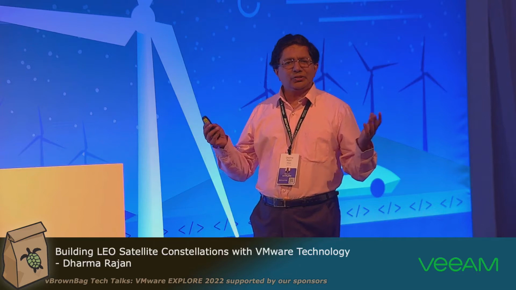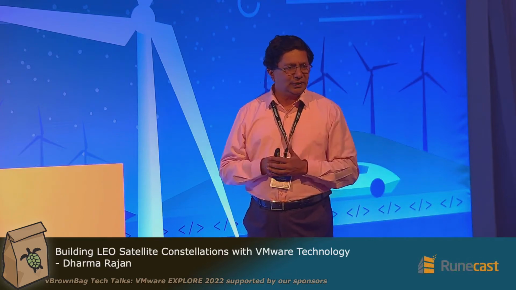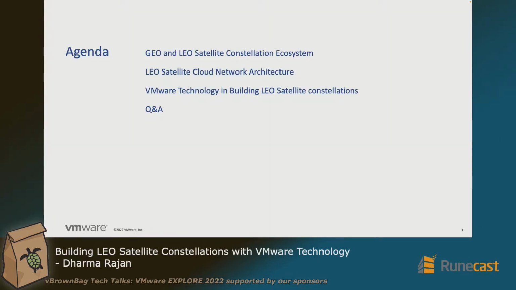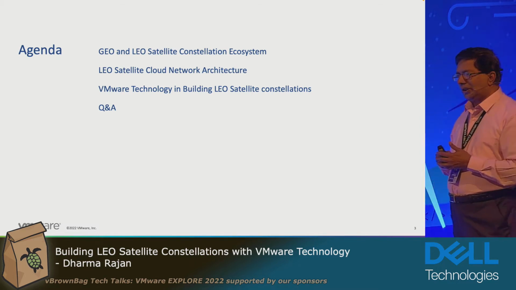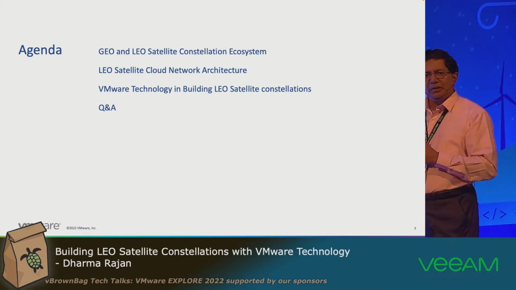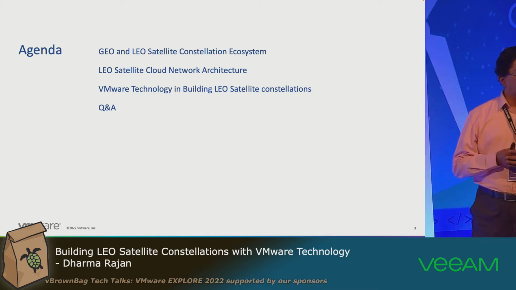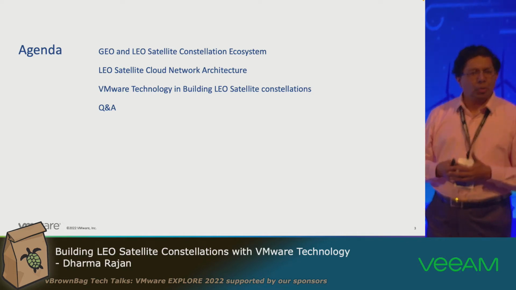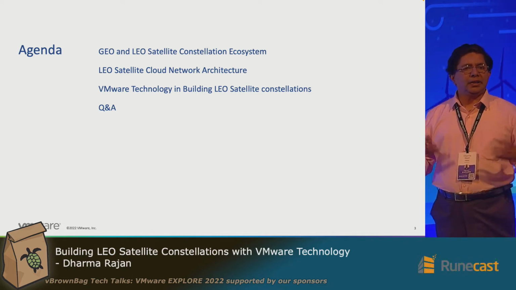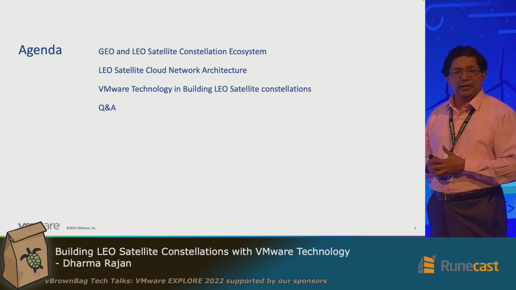Now, the agenda is going to be pretty simple, straightforward. We'll just set a baseline of what is GEO satellites, GEO Earth orbit synchronous satellites, and then LEO, low Earth orbiting satellite constellation. We'll set the base for that. And then using that base, we'll do a deep dive into low Earth orbiting satellites and where the VMware technology will play a role in order to merge all the terrestrial network and non-terrestrial networks.